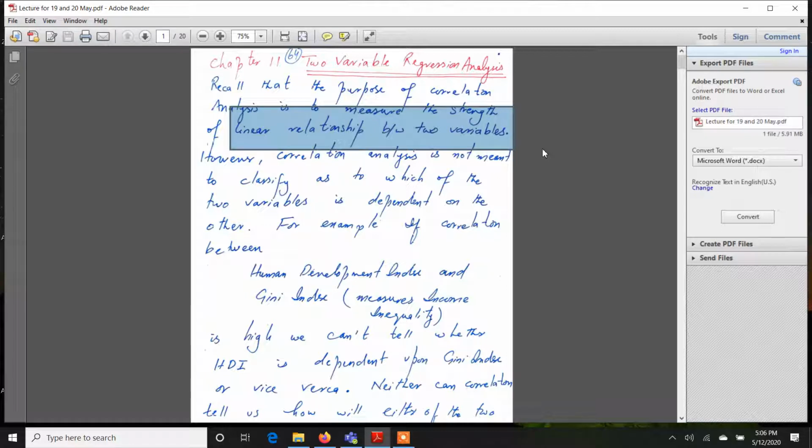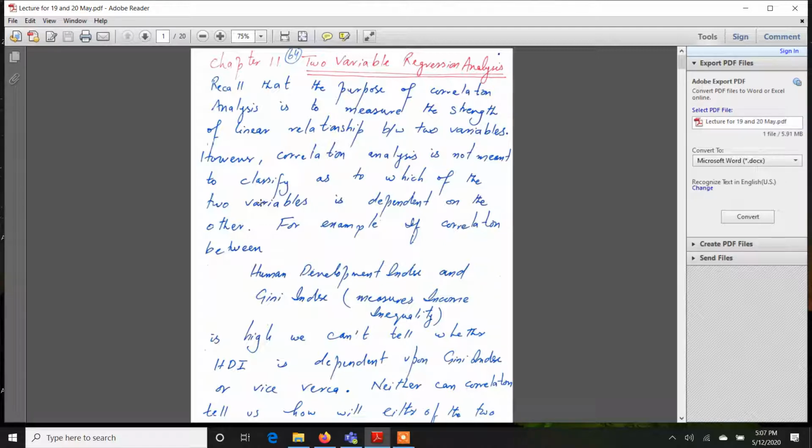Now, what correlation can tell is just the strength of linear relationship. It is not going to give you any mathematical equation that you can use to predict the value of one random variable on the basis of the other one, right? You don't have any formula. Correlation just tells you the strength of linear relationship. It doesn't even tell which variable is dependent on the other. It just says that there is joint association between these two random variables.